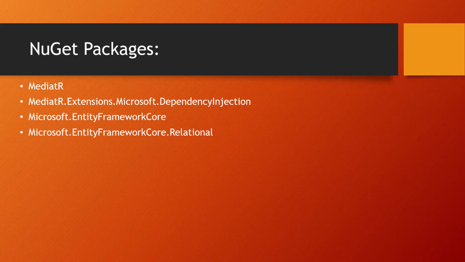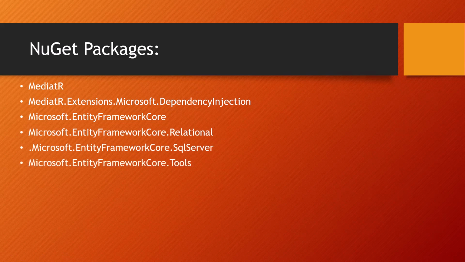And then Microsoft.EntityFrameworkCore.Relational, Microsoft.EntityFrameworkCore.SqlServer, and Microsoft.EntityFrameworkCore.Tools, and Swashbuckle.AspNetCore.Swagger. So these are the 7 NuGet packages that we are going to install, apart from the 3 which are already existent when we created the project first.